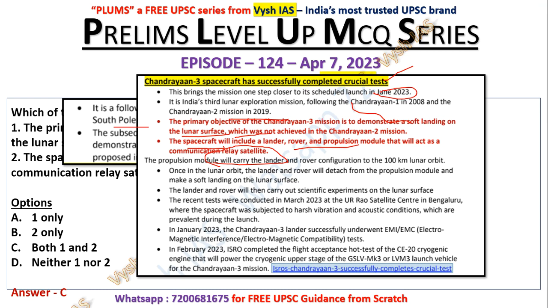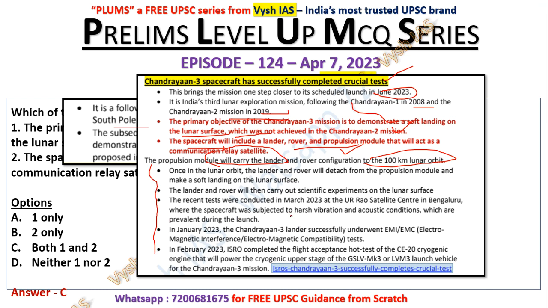And so it is like one step forward for that, because we have completed all the needed successful tests. Okay, so the first mission was in 2008 and then in 2019. The primary objective is a soft landing, and it has a lander, rover and propulsion module. The propulsion module will carry the lander and rover configuration to a 100-kilometer lunar orbit. And once it has reached there, the detaching process happens, how a usual launch vehicle works, that is written here.